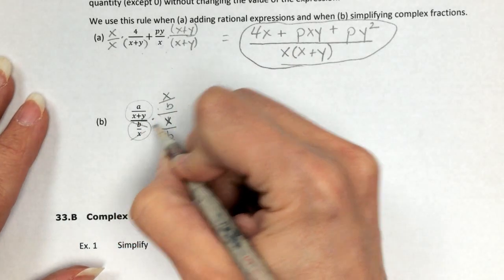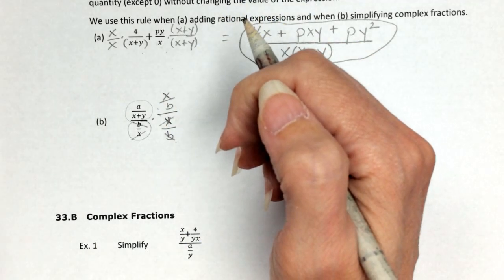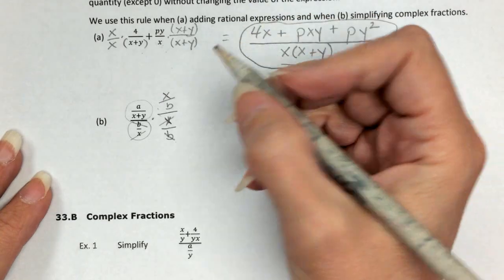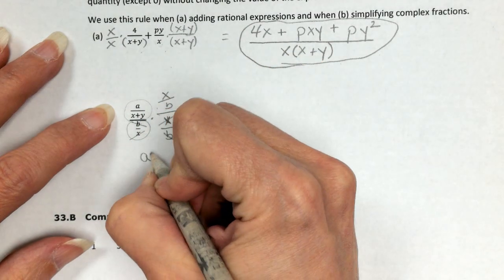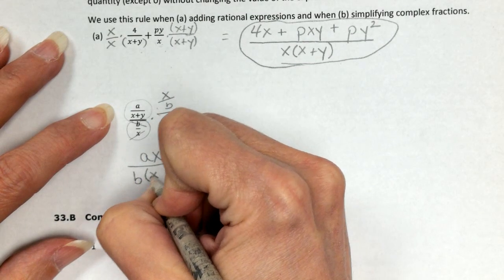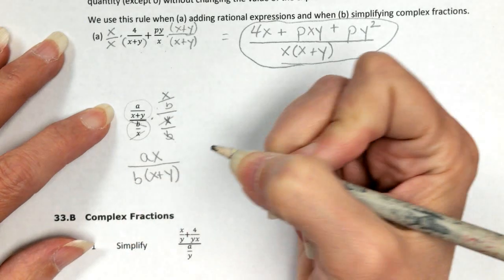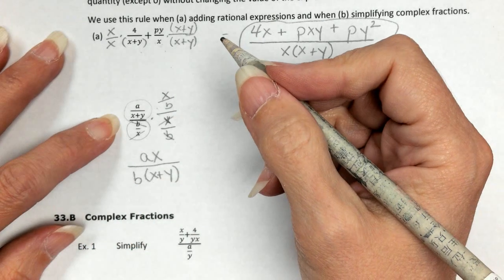You can think of it as cross canceling, or just multiply them and then this is the same thing divided by itself, so that's equal to 1. Then we just multiply these. So a times x is ax, and then we have b times x plus y. Make sure you put the sums in parentheses. That is very important. That's all that reduces to.